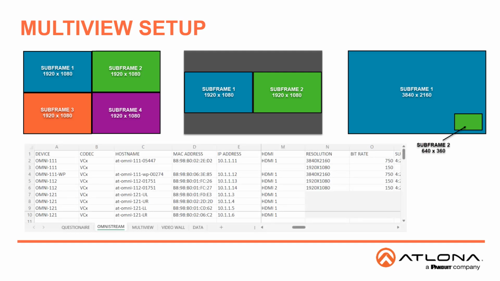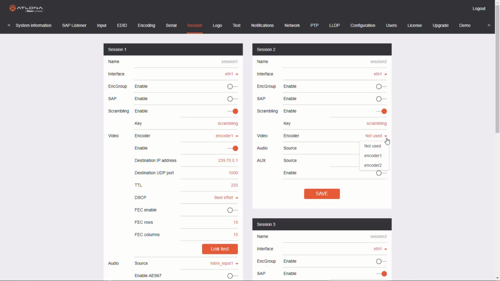First, we're going to go to our network planner and add the resolutions of our devices. Now, you'll see I have a second stream for my encoder 111. So I'm going to add the next multicast address.